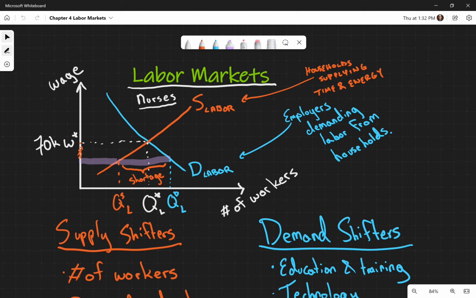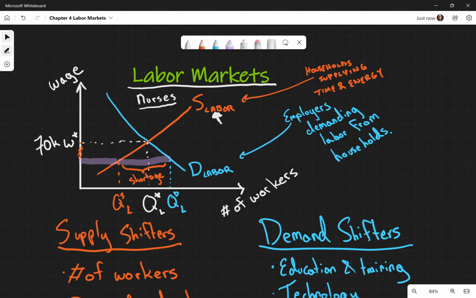So when we're talking about labor markets, we now have the situation flipped, where we, the households, are the ones that are supplying our time and energy into the market. We are the suppliers. We're used to businesses, Walmart and Amazon and other places like that being suppliers. In the labor market, we are the ones supplying our time and energy, and the demand for labor comes from employers. So employers are on the demand side of the situation.